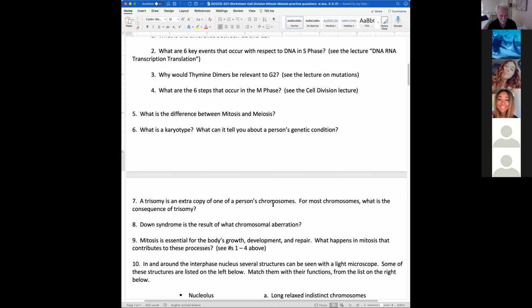Yeah. But now, of the 23 chromosomes in the haploid set of chromosomes, any one of them can exist as a trisomy. So what happens in the case of most trisomies, most chromosomes that are present in 3 copies? What happens to the fetus?